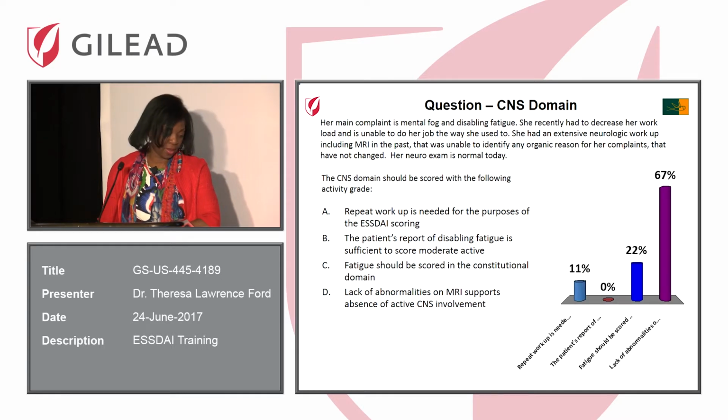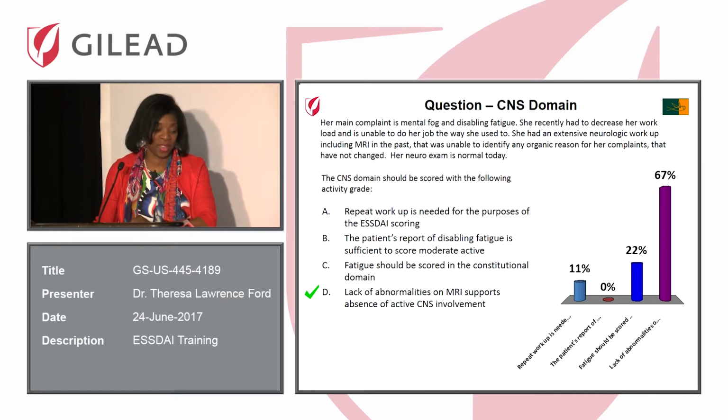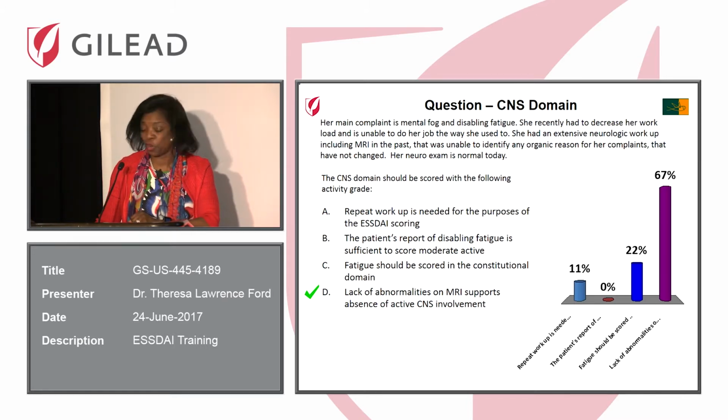Let's see how we did here. Oh no, we're stuck. Oops. Okay. Very good. The majority said the lack of abnormalities on MRI supports the absence. So the MRI is normal, she doesn't have it. This was kind of the opposite. We're taking away; we couldn't add anything because she didn't have anything abnormal. So you don't need a repeat workup for the purposes of ESSDAI scoring, because we've excluded her having anything since she's had an extensive workup, and on today's exam, her neuro exam is normal.